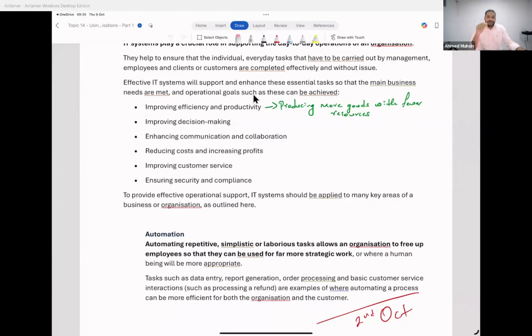These bulleted points state why we are trying to bring IT into the organization. Why are we trying to use IT systems? Why don't we simply do it manually here? So over here, these bulleted points briefly state why we are trying to use an IT system. Can you guys go through it again? We spoke about it last week.